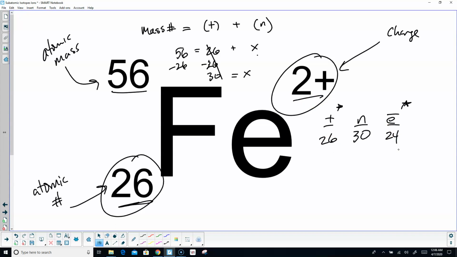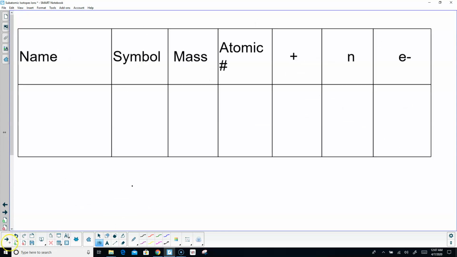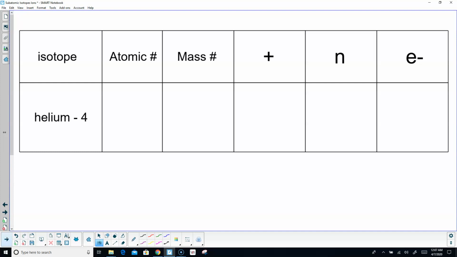I'm going to give you guys an opportunity to practice this today, and we'll practice some more tomorrow. But this is going to be a major part of the second unit exam, being able to complete a chart like this. And so what I'm going to do is look at a few things here.